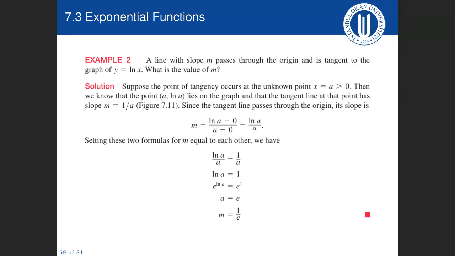So we've said the slope is 1 over a, because that's the derivative of ln, and from the picture, the slope must be ln a divided by a. So we must have that ln a is equal to 1, we must have that a is equal to e, and therefore the slope of the line must be 1 over a or 1 over e. I'll leave that example for you to reread in your textbook.